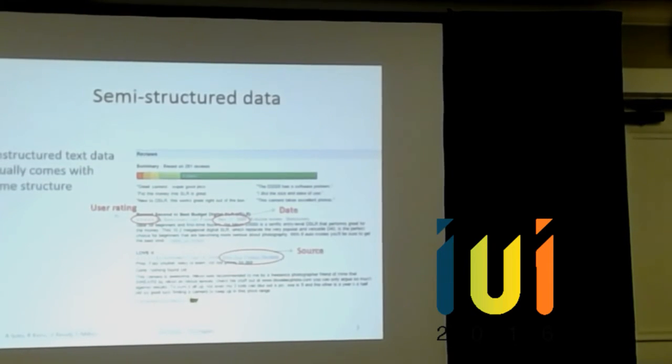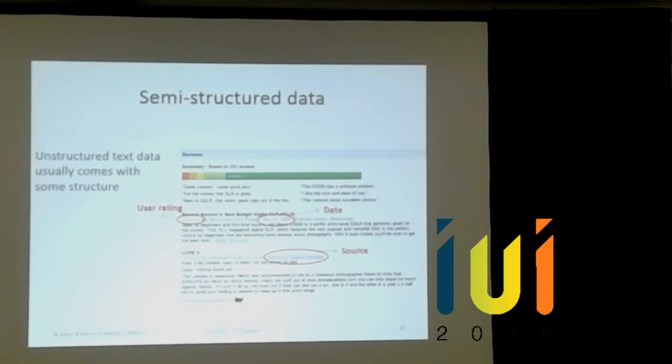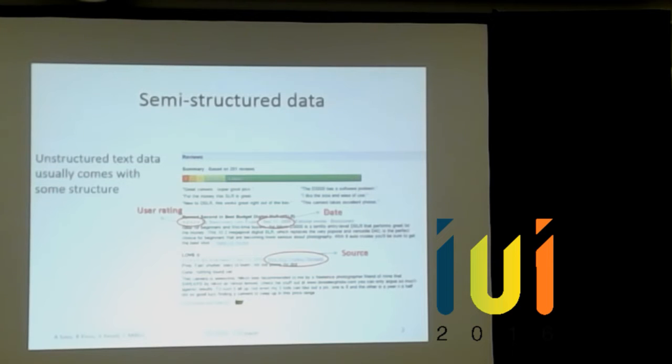So this is about semi-structured data. And what is semi-structured data? It's unstructured text data that comes with metadata. This is an example of online reviews. Here you see the free text of the reviews, and then you see metadata like the user rating or the date or the source.